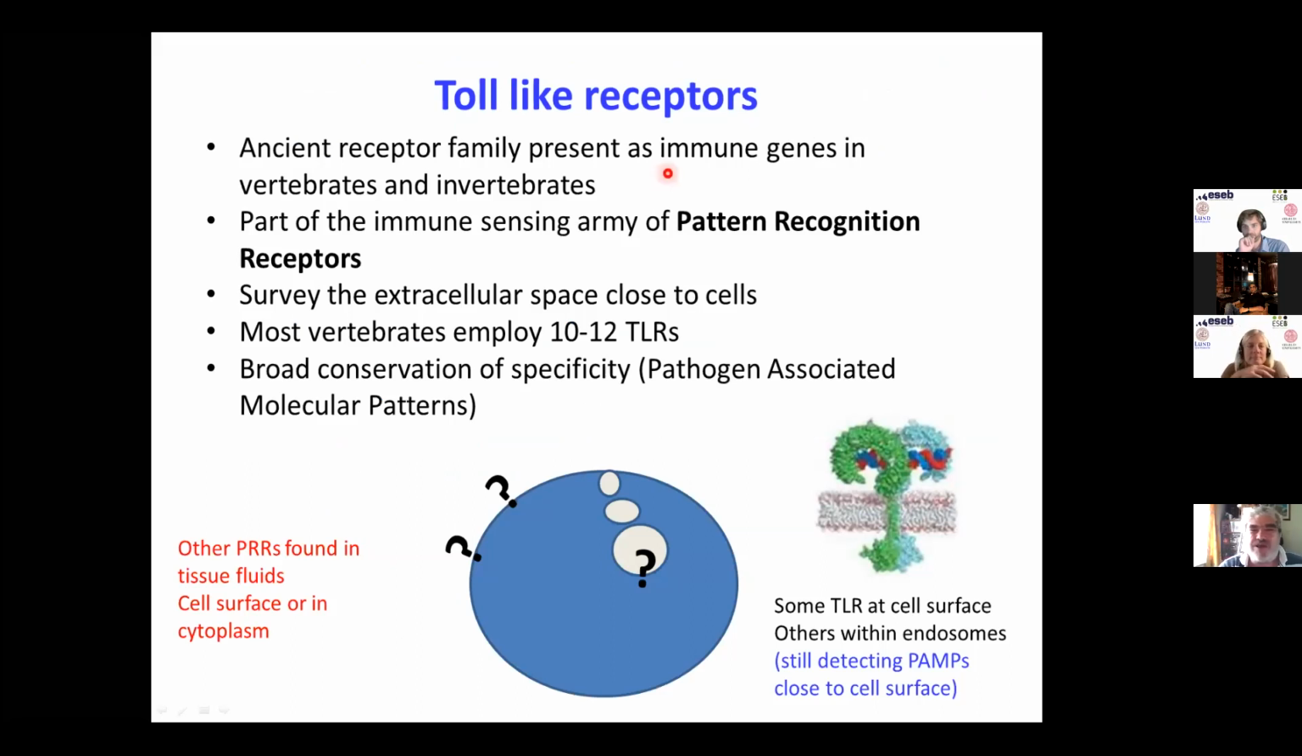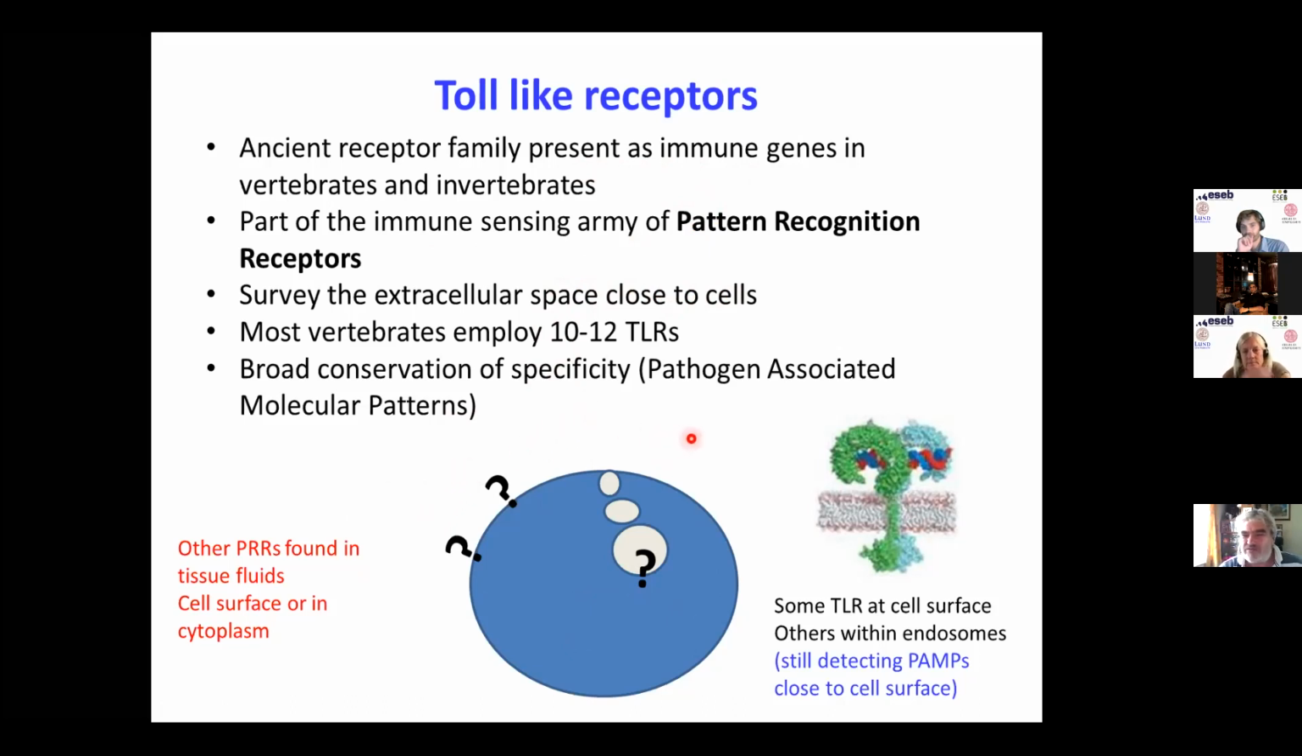They're an ancient receptor family present as immune genes in vertebrates and in invertebrates. They're part of this immune sensing army called the pattern recognition receptors, first proposed by Charlie Janeway back in 1988. The toll-like receptors are pattern recognition receptors that survey the space close to cells. There are other pattern recognition receptors found in the tissue fluids or in the cytoplasm. There are many more also on the cell surface. But the toll-like receptors specialize in surveying the space close to cells.